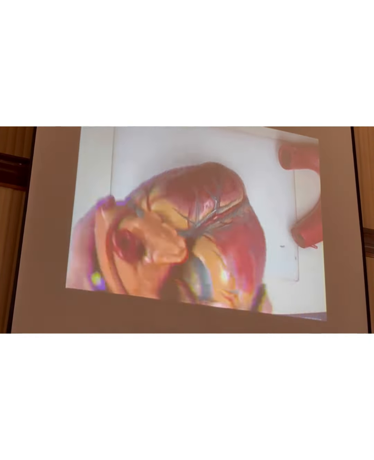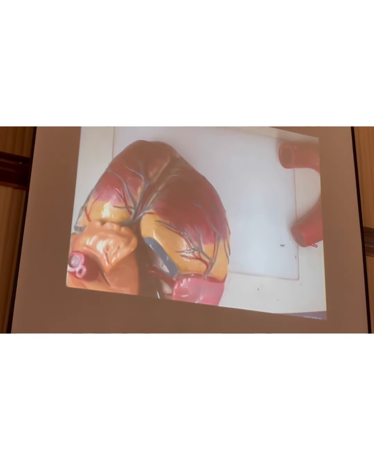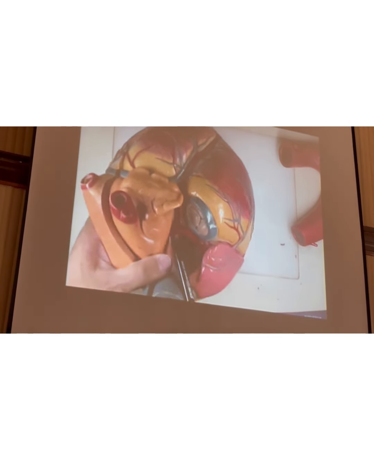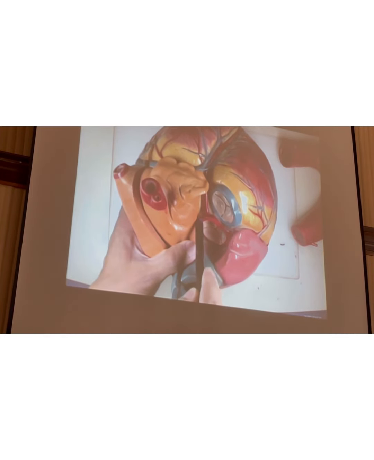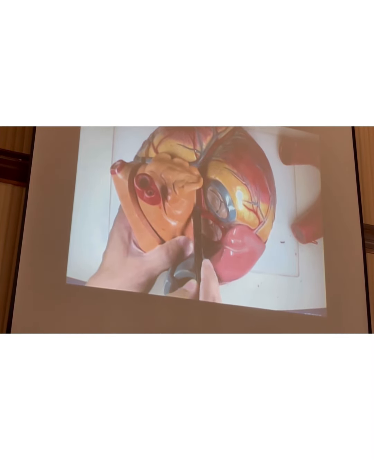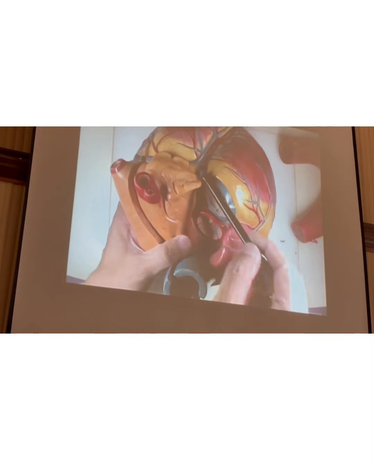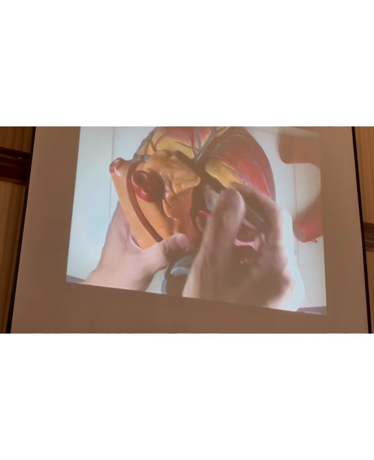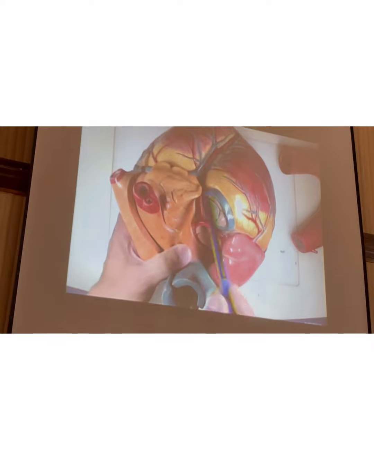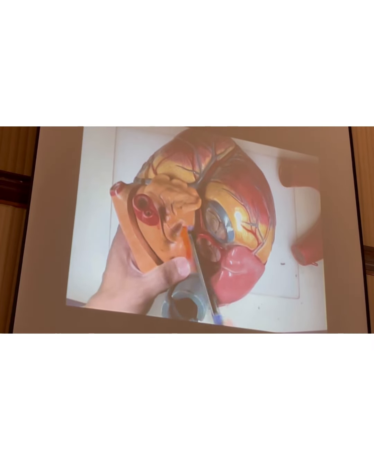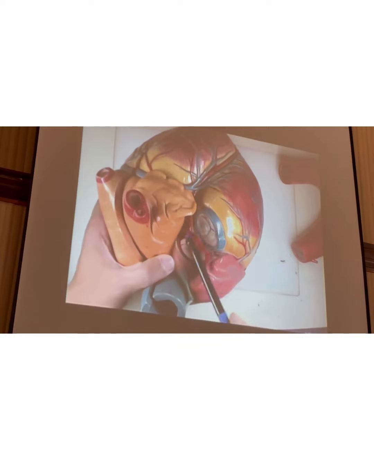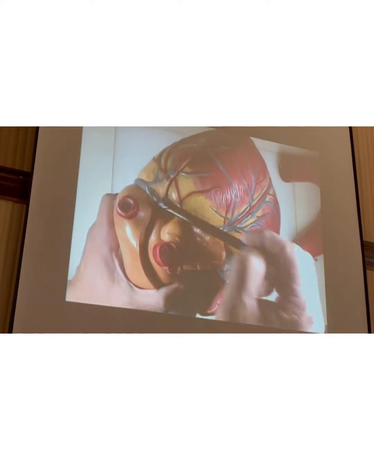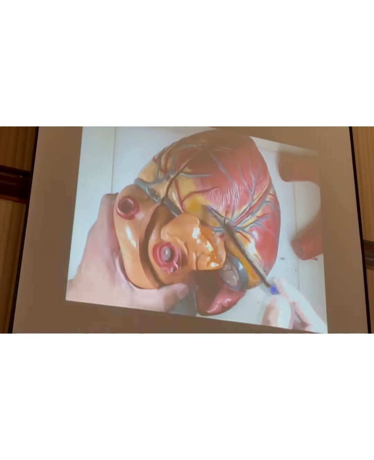Now we come to it. The left coronary artery arises from the left aortic sinus, and also runs in the left atrioventricular groove. It runs between the pulmonary trunk and the left auricle, then runs within the left atrioventricular groove.